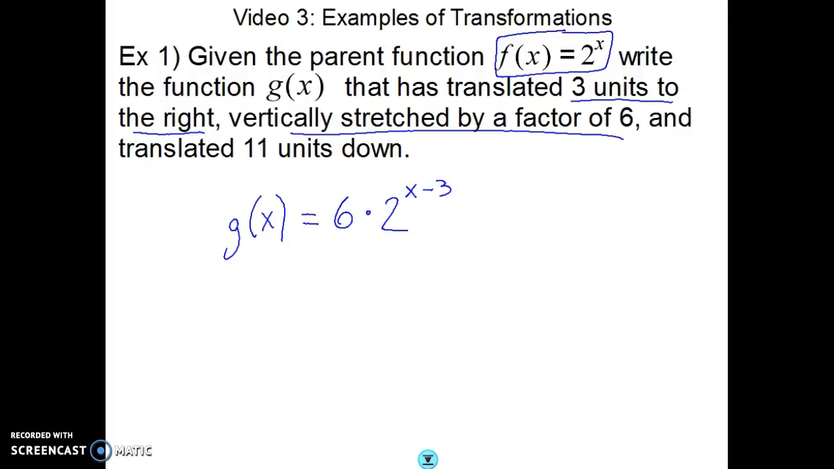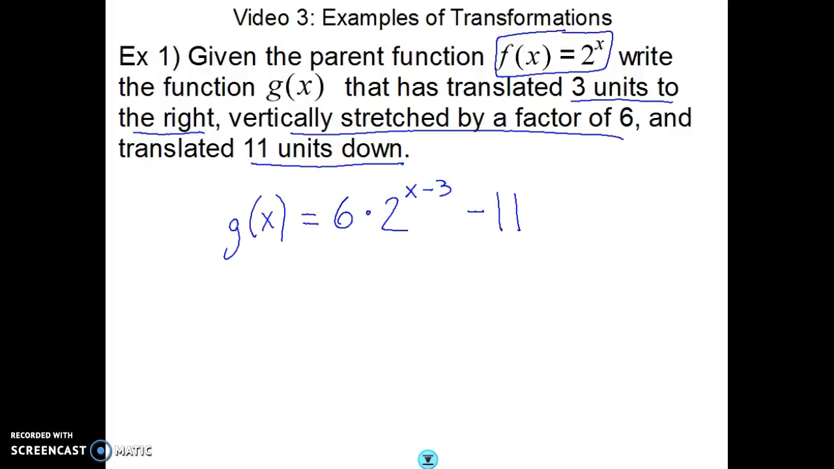And the last transformation we have is we're going 11 units down. So this is a vertical translation, and our vertical translations are just plus or minus a number way at the end of our function. 11 units down is specifically going to be minus 11.